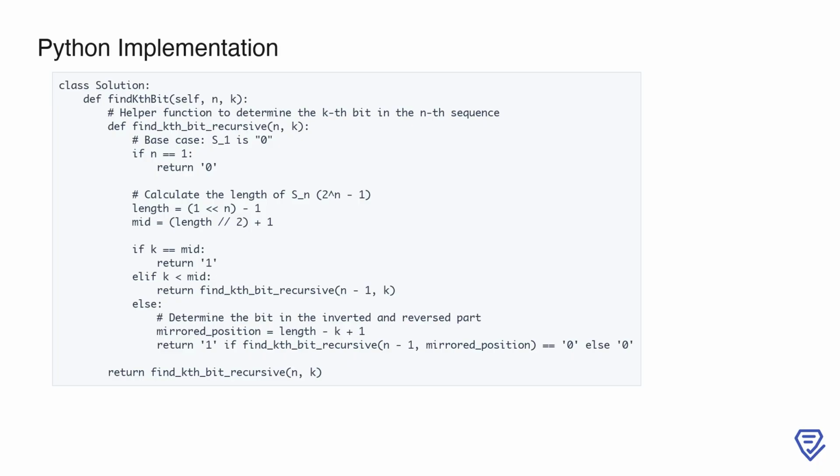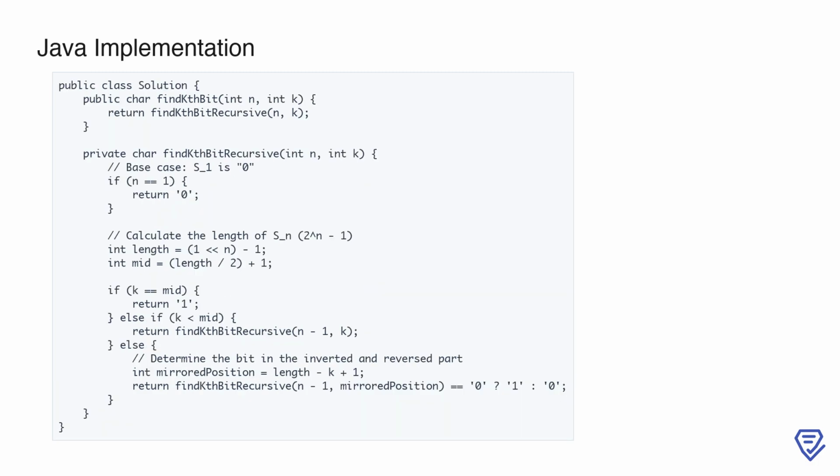By using recursion and avoiding explicit string construction, this approach ensures optimal performance even for the upper limits of the input constraints. The time complexity is O(n) due to the recursive calls, and the space complexity is O(n) due to the recursion stack. This is the Java implementation for LeetCode problem number 1545, Find Kth Bit in Nth Binary String.